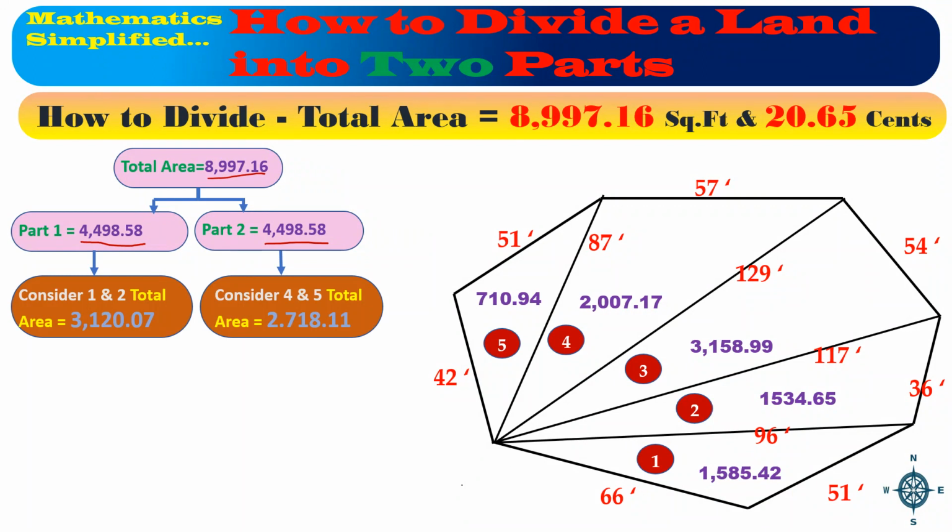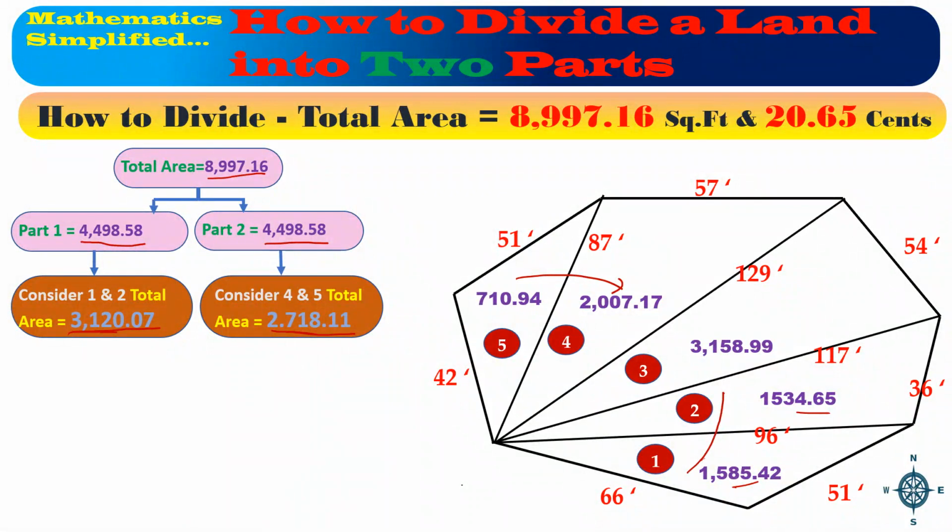Now we will divide from triangle to triangle. So we are taking the first 2 triangles. The areas are 1534.65 and 1585.42. These 2 we will take. So the total area of triangle 1 and 2 is 3,120.07. Next we will take these 2 triangles, and the total area is 2,718.11 square feet. So this we got to know.